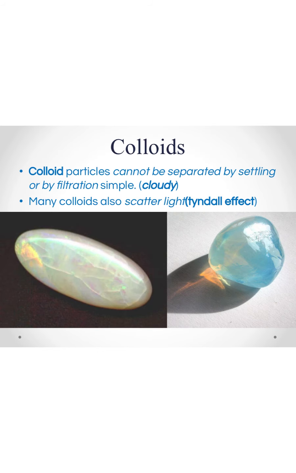Okay. The next category of mixtures is called colloid. This is where the particles are not as big as in a suspension, so they don't really settle out very much. So in the opal on the left or the piece of stained glass on the right, the material that makes it opaque is obviously big enough to block light, but it's not big enough to settle very, very quickly or fast.